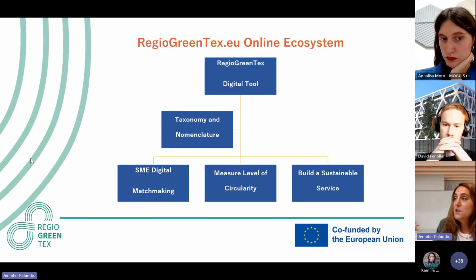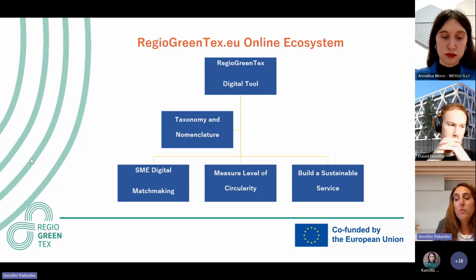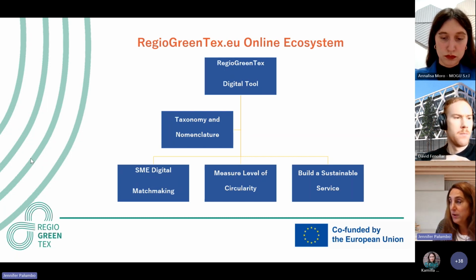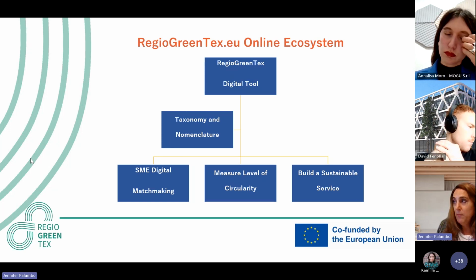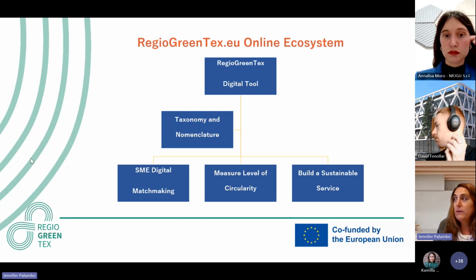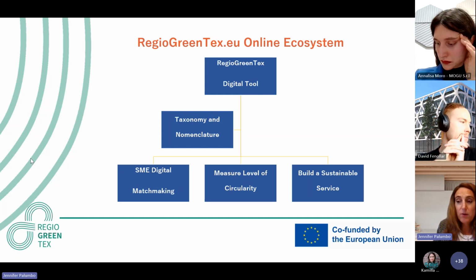We have SME digital matchmaking, so the possibilities for SMEs to ask questions, to post requests, to look, for example, for a feedstock, for a technology, for a partner. We're going to have a tool that allows companies to measure level of circularity in their project or in their whole company.